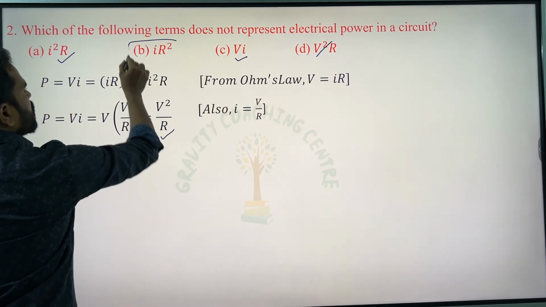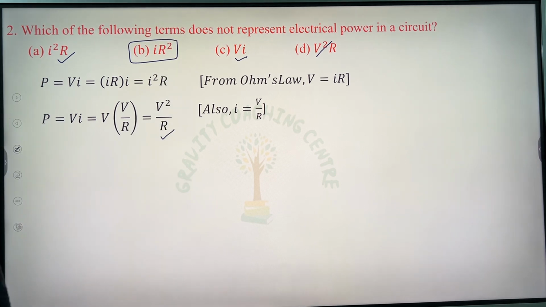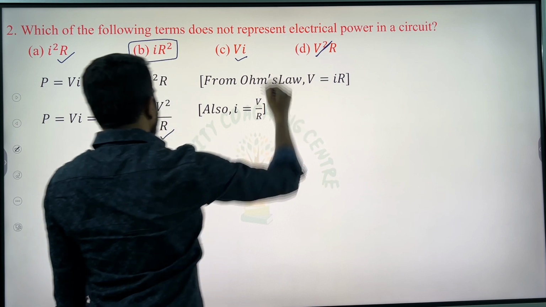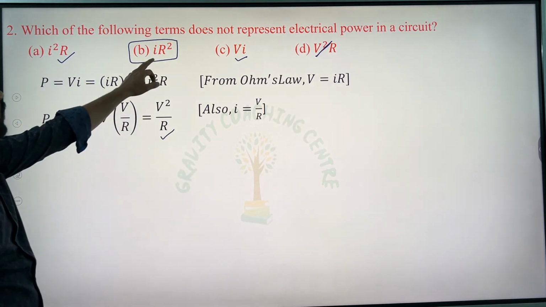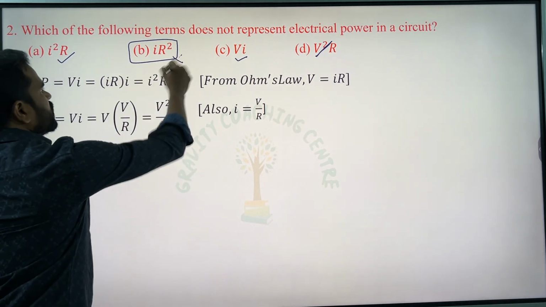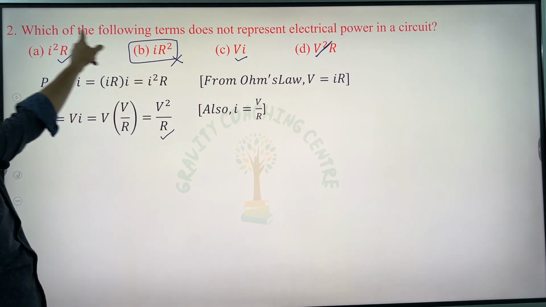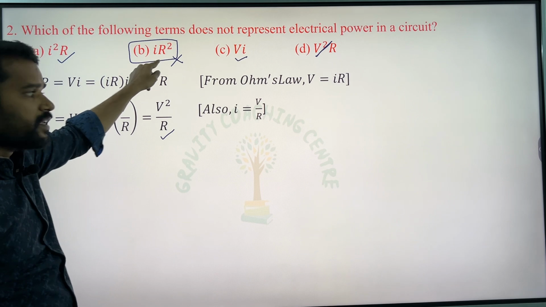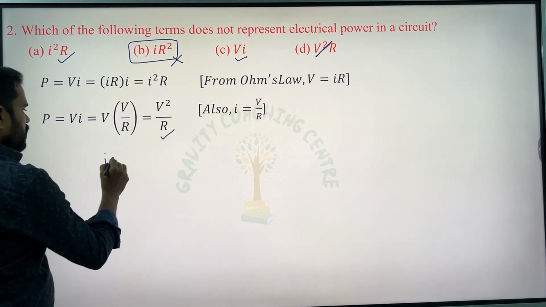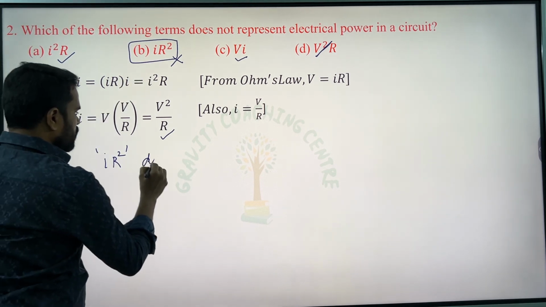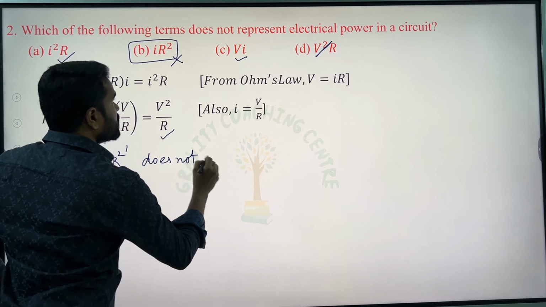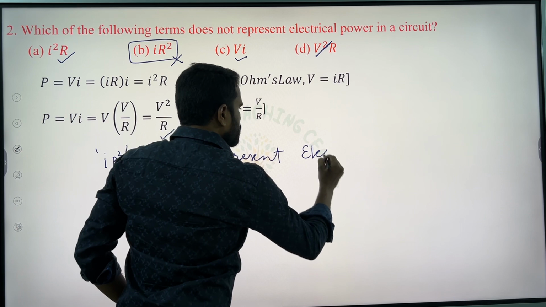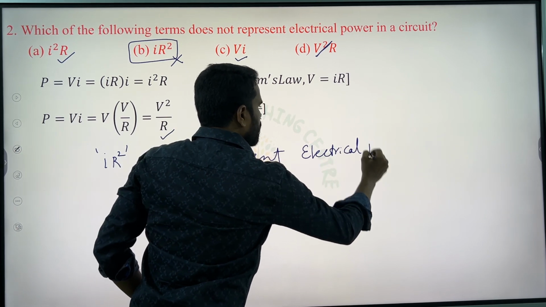This one is not there. Here we don't have this one. Understood? So it's a small correction. It should be V square by R. So this is irrelevant here. Which of the following does not represent electrical power means IR square does not represent electrical power.